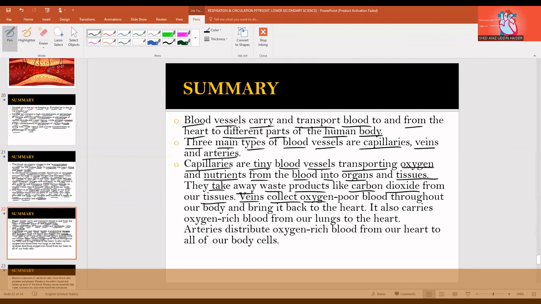Veins collect oxygen poor blood throughout our body and bring it back to the heart. It also carries oxygen rich blood from our lungs to the heart. Arteries distribute oxygen-rich blood from our heart to all of our body cells.